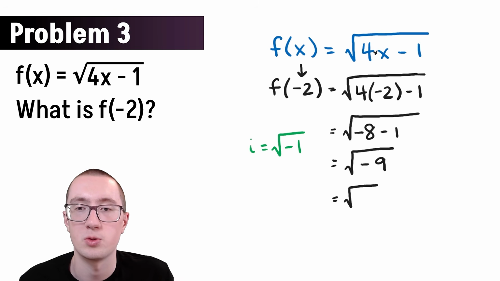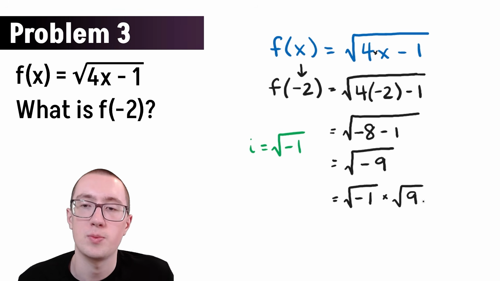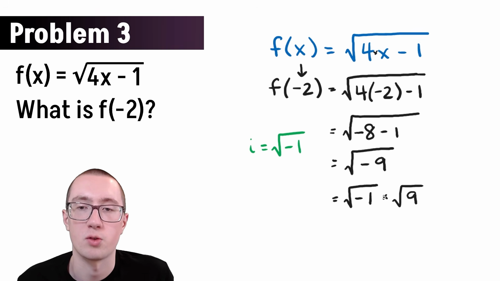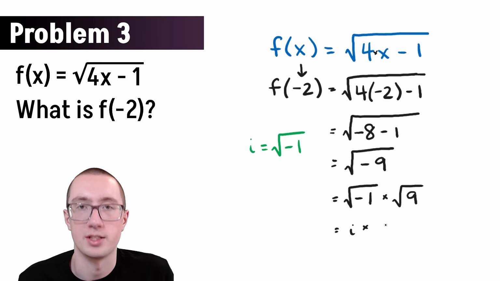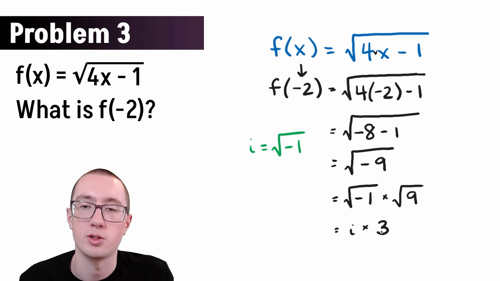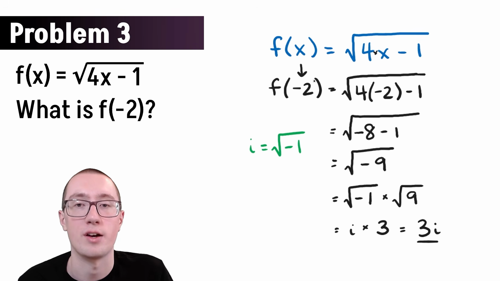So what I'm going to do is split this up into two square roots. I'm going to split this up into the square root of -1, which we will turn into i later, times the square root of +9. Because if you multiply these together, you'll get 9 times -1, which is -9. So the square root of -1 is the letter i, and the square root of 9 is 3, because 3 times 3 is 9. And in algebra, we usually just put the number before the letter, so I'm going to turn this into 3i, and that's it. Our answer in this case is 3i. That is f of -2.